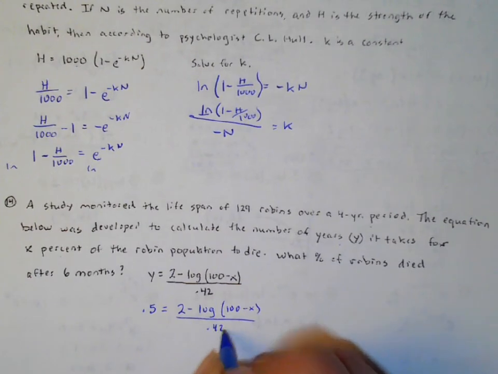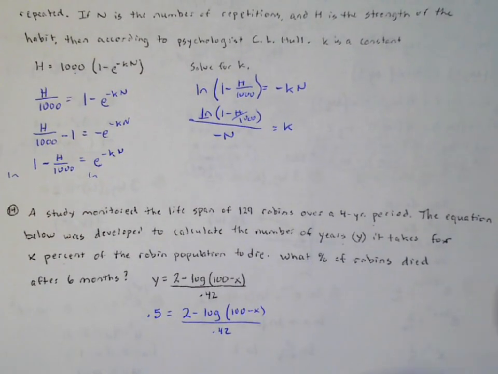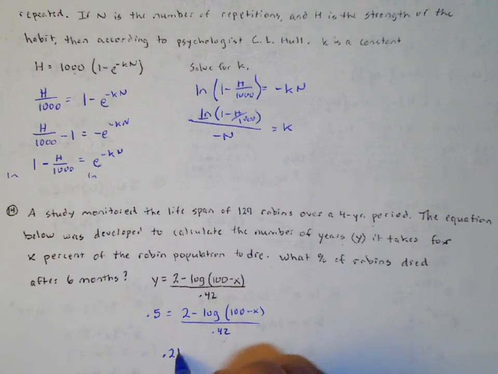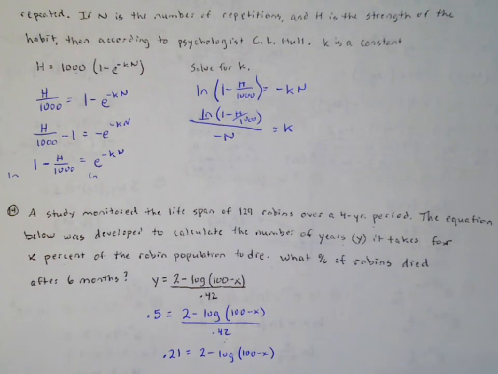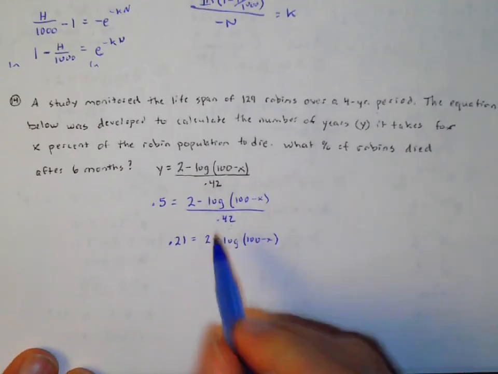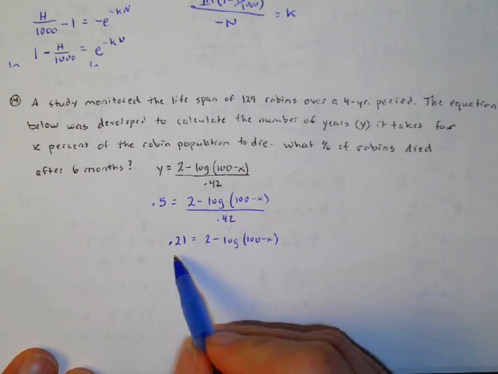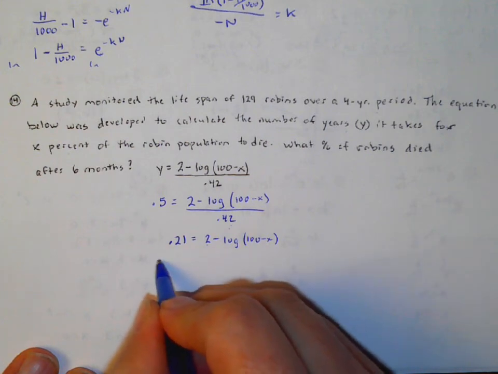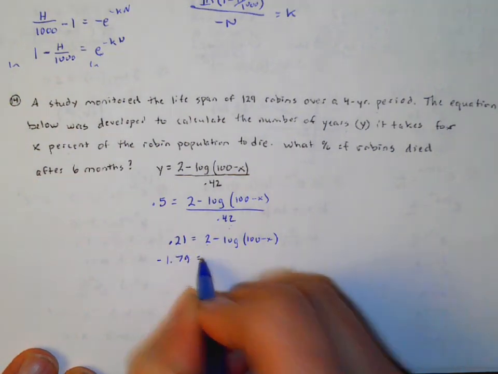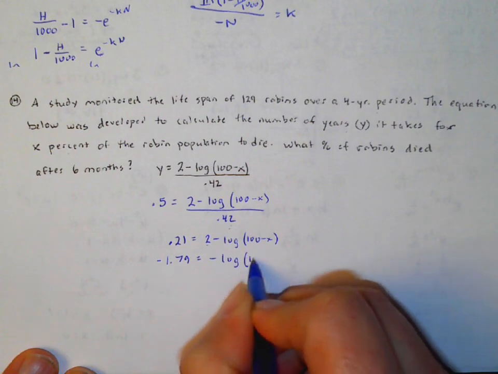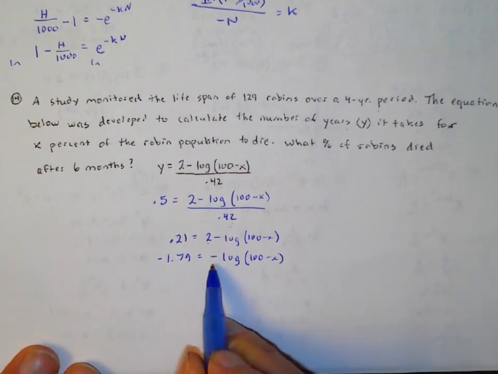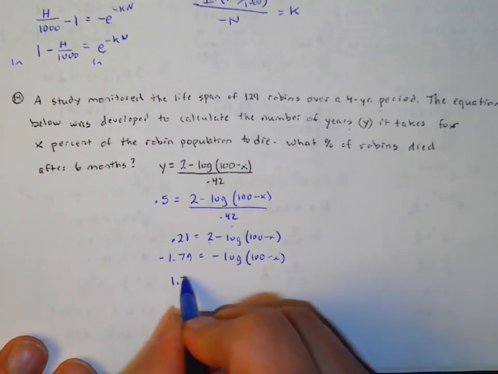So we want to solve for x here. What I would do is multiply both sides by the 0.42, and 0.5 times 0.42 gives you 0.21. And I would subtract the 2 to the other side, so that'd be negative 1.79. I'd get rid of this negative, so divide by negative makes 1.79.